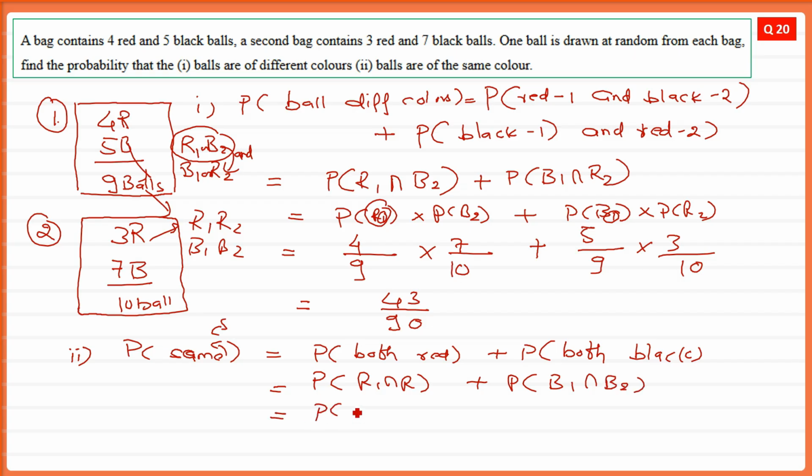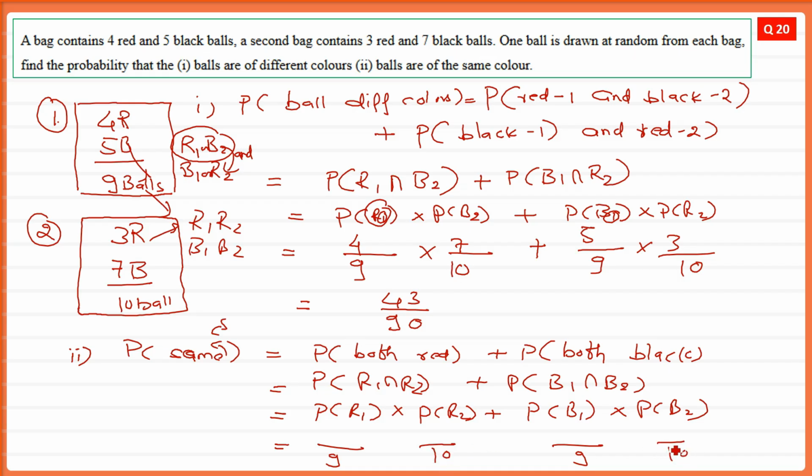If you write them separately, because they are independent events, P(R1) multiplied by P(R2) is the first case, and the second case is P(B1) multiplied by P(B2). Now wherever you have R1, that is the first bag, write 9 in the denominator. B1, write 9 in the denominator. Wherever you have bag 2, write 10 in the denominator. Here also 10 in the denominator. Multiply them and add them. Now what is the probability of R from the first one? There are 4 red. What is R from the second one? How many reds are there? 3.